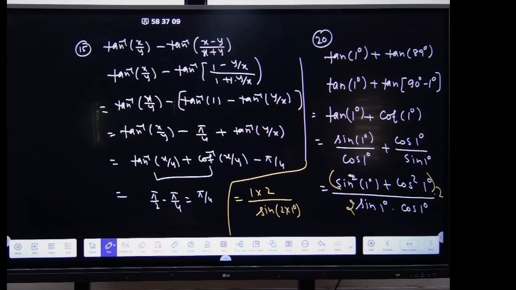Now you solve next one. All of you solve 18th one, do it. Question 18th one, all of you will try to solve.